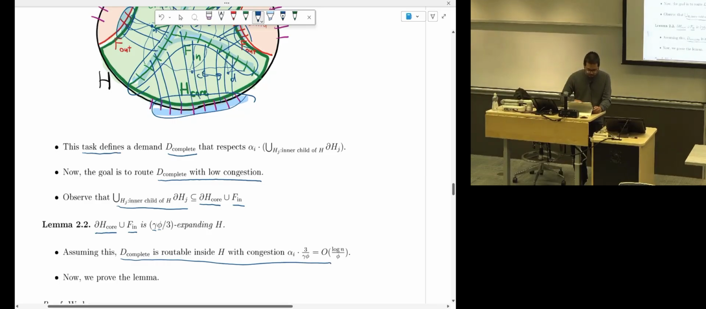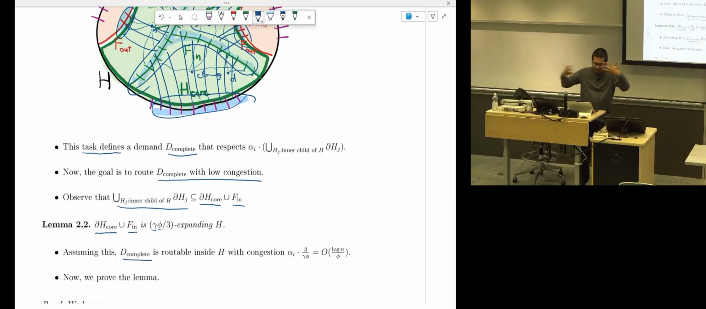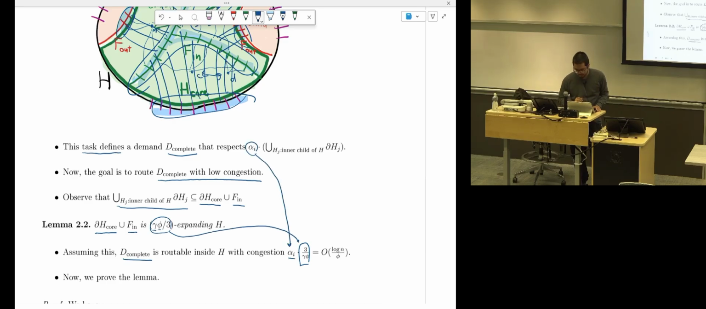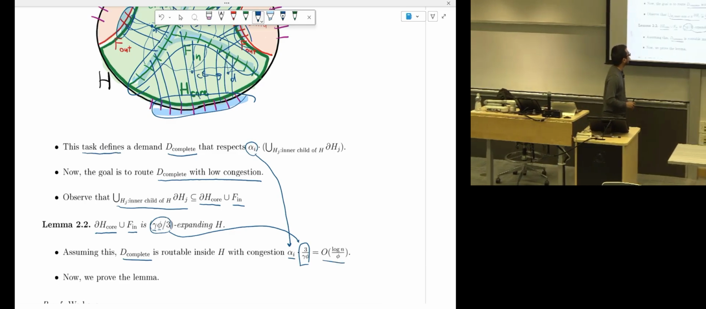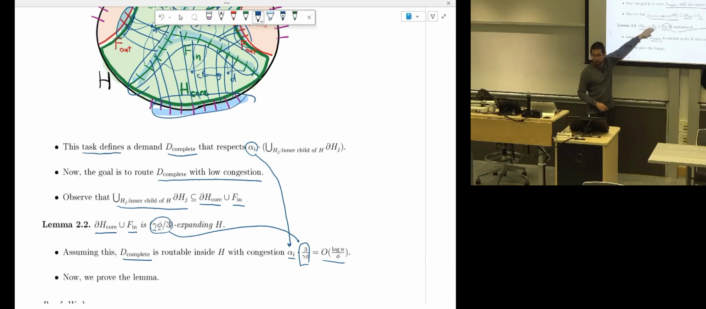Then if you assume this, the demand that tries to complete the demand inside the core, you can route it with congestion this much. This thing is just from here, but we need to pay another alpha I here. But this in total is just order of log n over phi. But we need to prove this. We need to show that the boundary of the core and F in are together expanding.